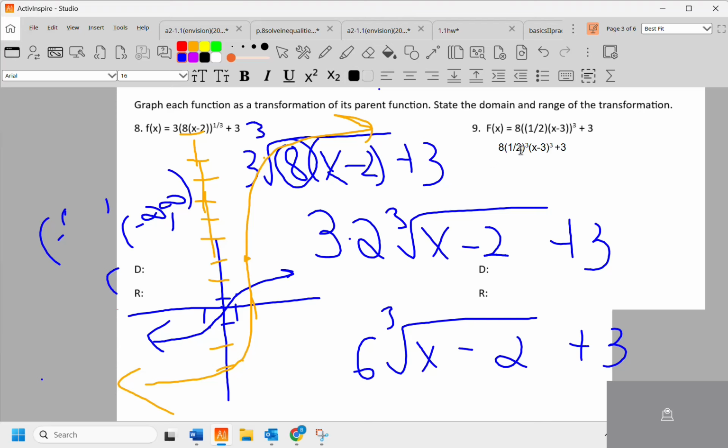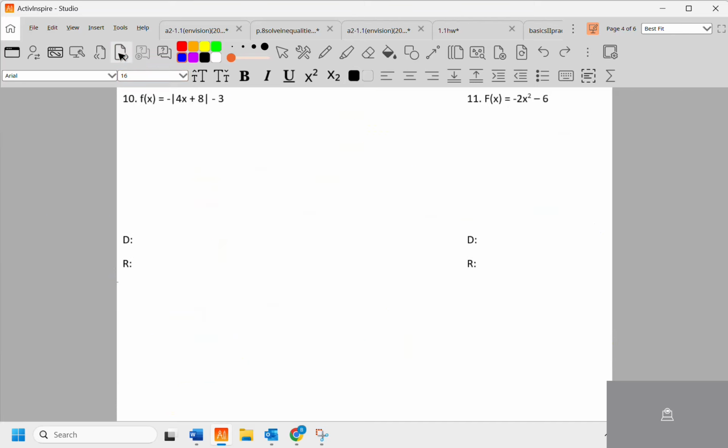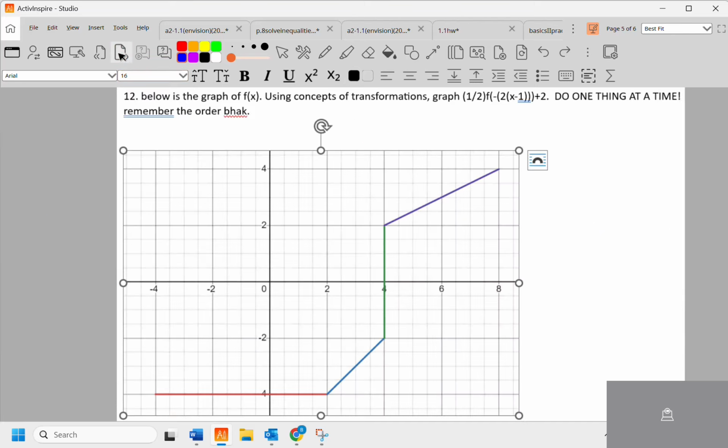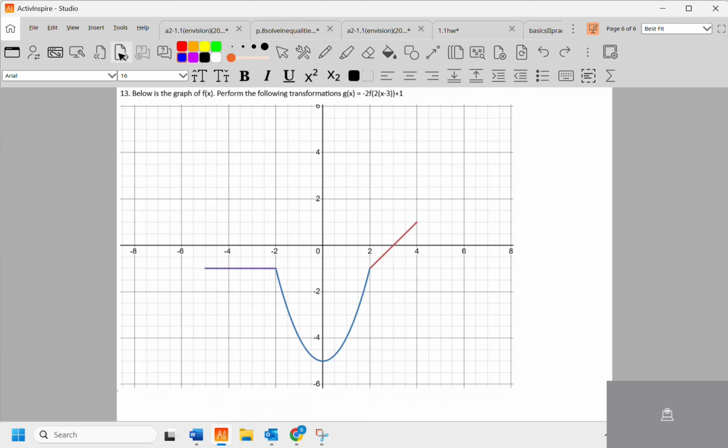So figure out what a half to the third power is, then multiply that by 8, and then you'll have what you need. Okay? All right. 10, 11, not touching. That's on you. I'm going to do 13.